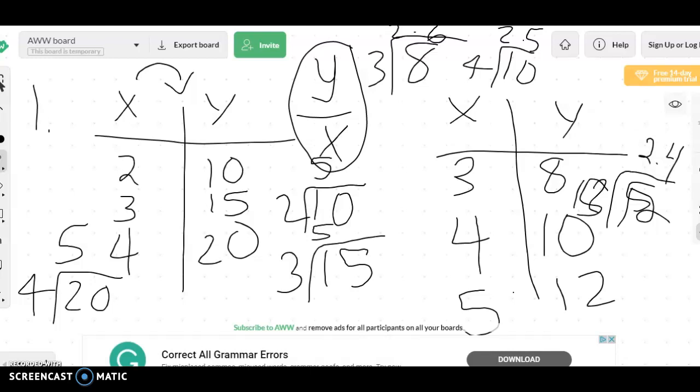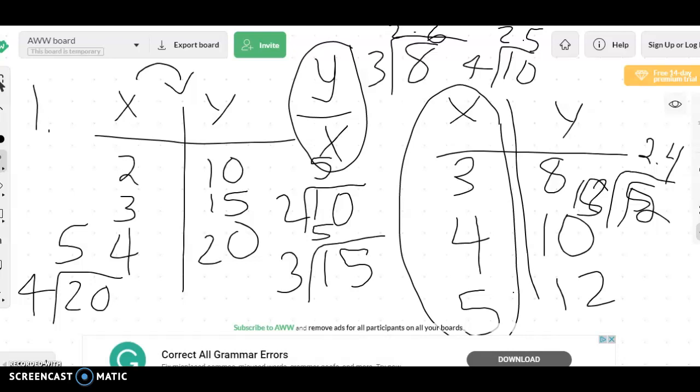Now, each time I did Y divided by X, I got a different number. I got 2.6, 2.5, and 2.4. That means that I'm not multiplying X by the same constant of proportionality to get Y. That means that this is a non-proportional relationship.